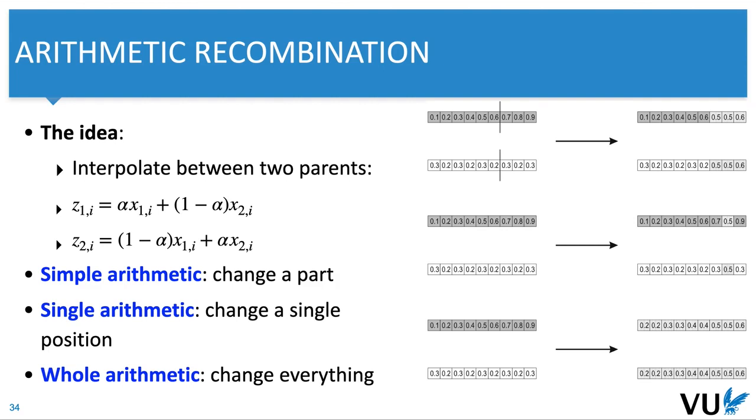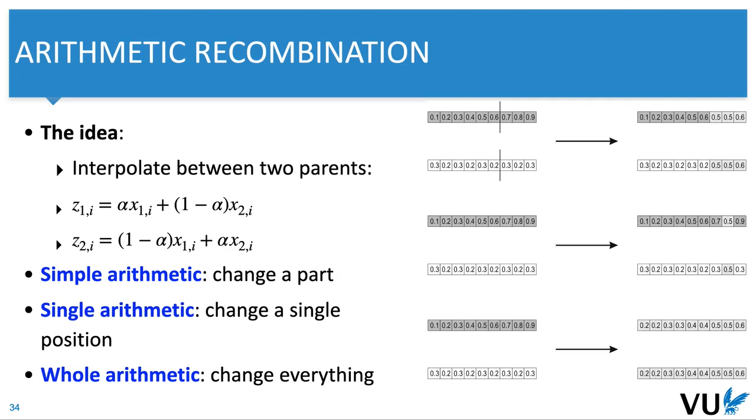Now, what about arithmetic or continuous recombination, right? So the main idea is to take two parents, select points, so this is simple arithmetic, and just interpolate between these points with some alpha value. So on the right top we see that we have simply alpha set to 0.5, so it's just the average, and we can just calculate the average of these two parts.